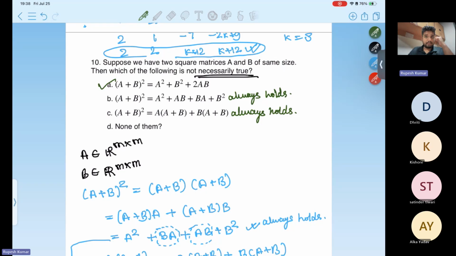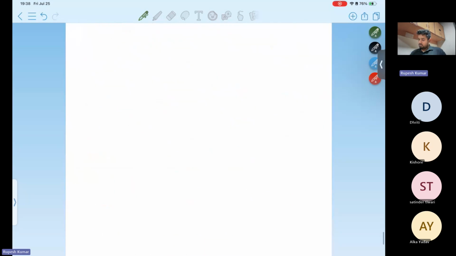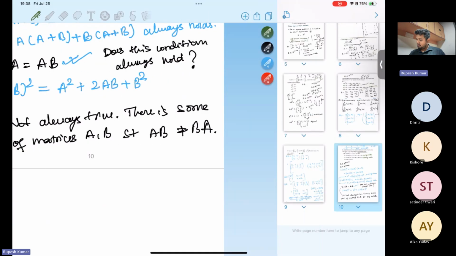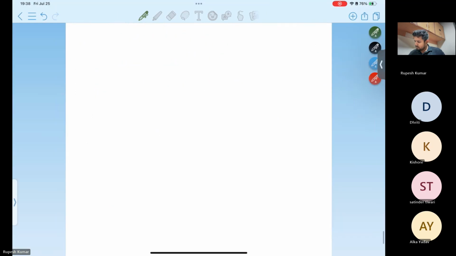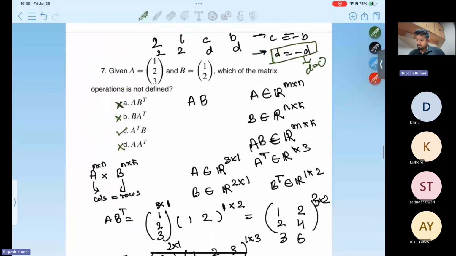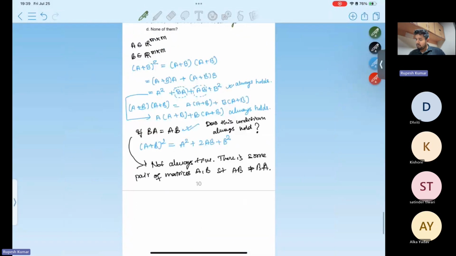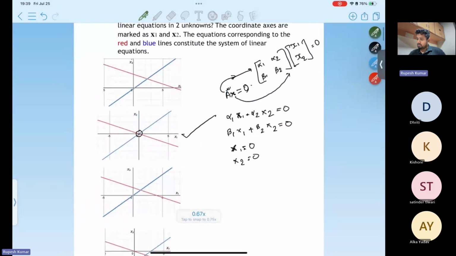Fine. Is this clear, everyone? Do you have any doubts? There are certain conditions when this holds, but this is not true always, right? So this was all for today's problems, right, everyone? Now, if you have any doubts, you can ask me, right? Now, these were the questions that I had for you guys for this session. If you have any doubts, please ask me through the chat box.